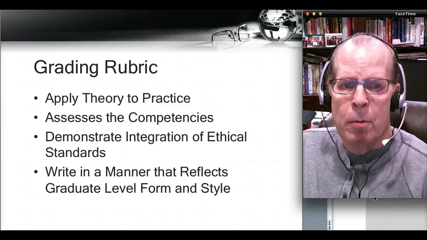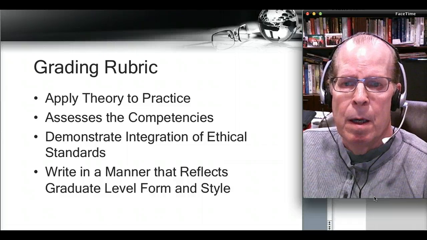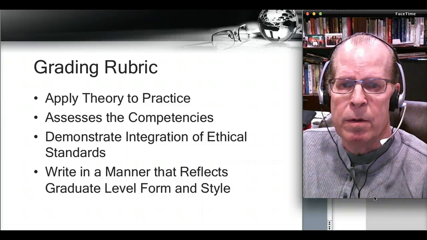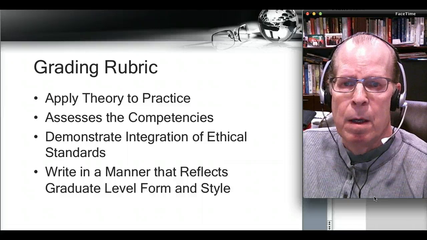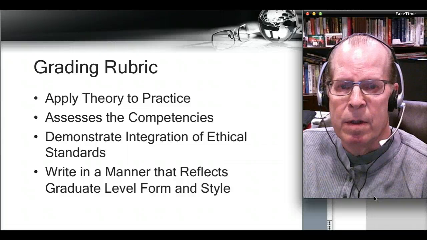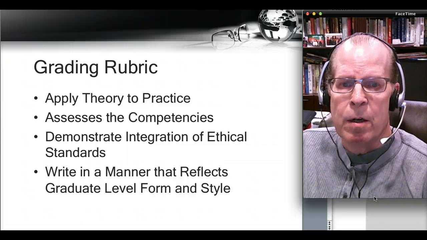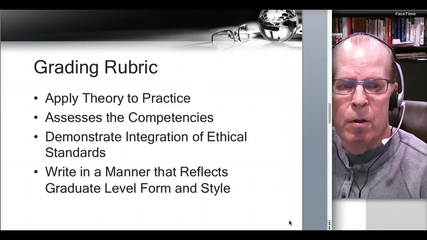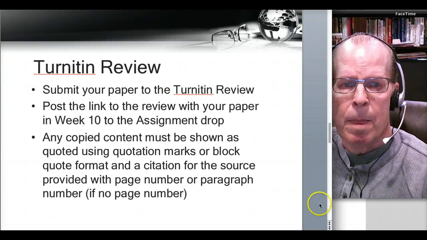The grading rubric that I have to use to evaluate your paper has 4 sections in it. One, applying theory to practice, and I can rate that 1 to 4. Did you assess competencies? 1 to 4. Demonstrate integration of ethical standards? 1 to 4. And then writes in a manner that reflects graduate level form and style. So you want to make sure you address these areas.